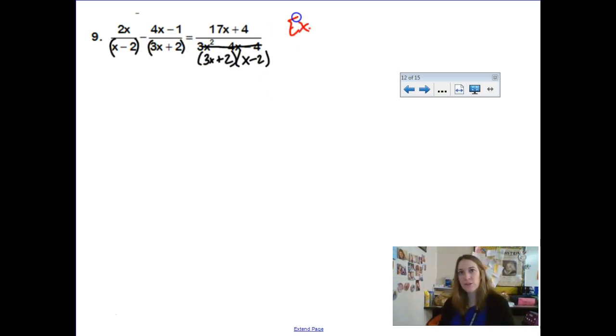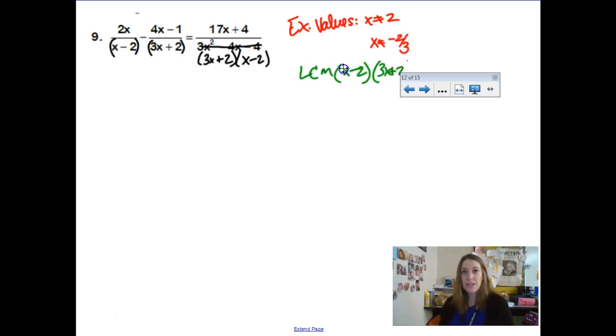Let's talk about our excluded values. X cannot be 2. And then if you solved this one, you'd subtract 2 and divide by 3. So the other thing that's a problem is negative 2/3. All right, let's take a look at the LCM. So I just need to worry about both my factors. X minus 2 needs to cancel, and 3x plus 2. This one I am totally going to take a shortcut because the writing would make you go crazy. So you have x minus 2 times 3x plus 2 getting multiplied to everybody.